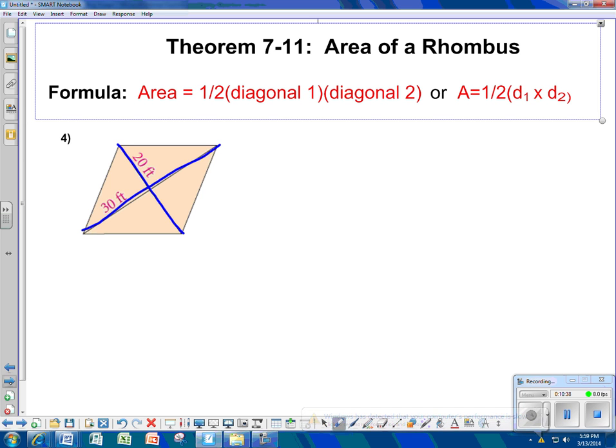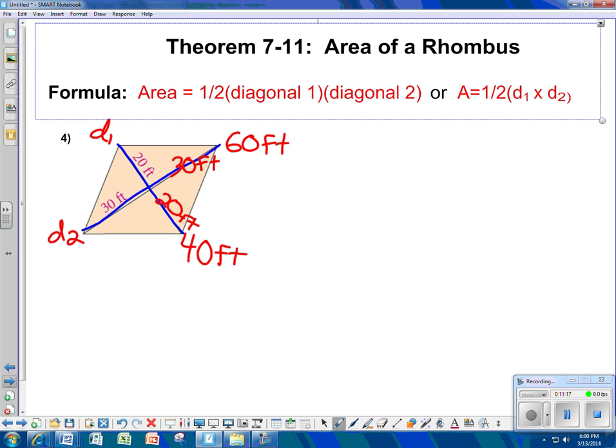So our first diagonal here, we'll call diagonal 1, is going to be equal to 20 at the top of the diagonal, but also 20 on the bottom, which means our total diagonal is going to be equal to 40, because we add 20 and 20 together to get 40. We're going to have to do the same thing with our other diagonal. So we have 30 on one part, and our second part here is going to be 30 as well, which means the total is 60.